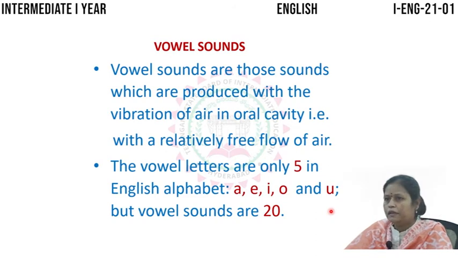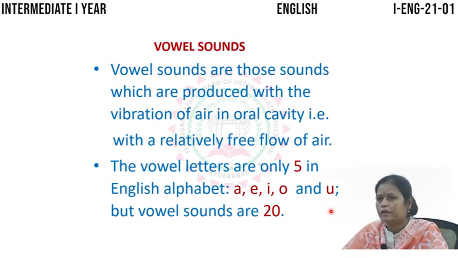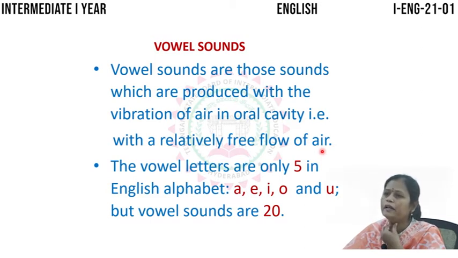So in this slide we will look at what vowel sounds are and what happens when we produce vowel sounds. Let us see. Vowel sounds are those sounds which are produced with the vibration of air in the oral cavity with a relatively free flow of air. So, what is the meaning of vowel sounds? They are produced with a vibration of air in the oral cavity. What is the oral cavity? From the mouth onwards down to the thorax part, and up to the lungs.